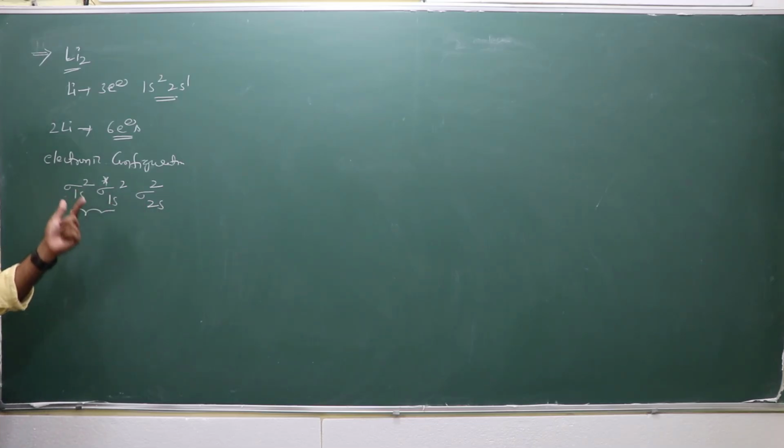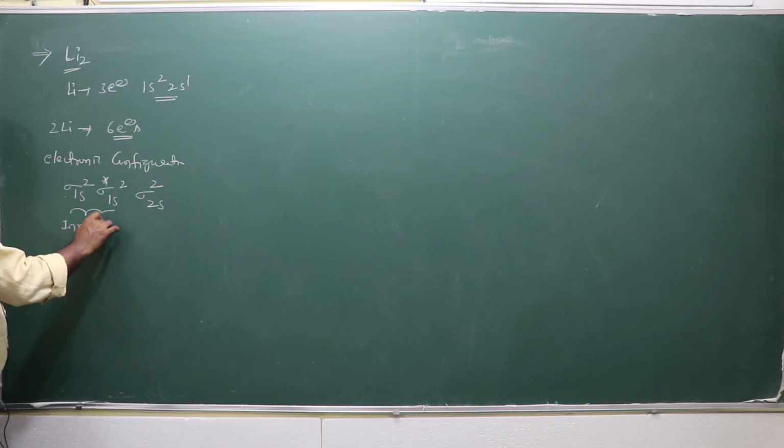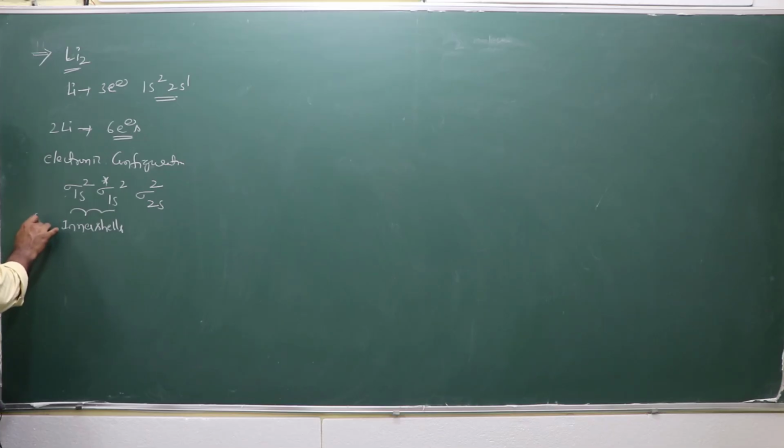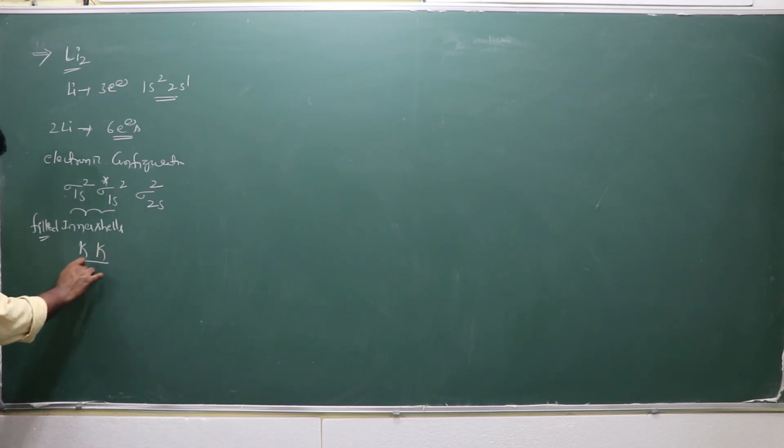1s is considered as an inner shell. These filled inner shells can be designated with the symbols KK. One inner shell, another inner shell, KK.